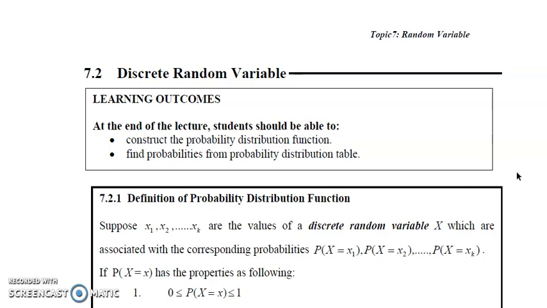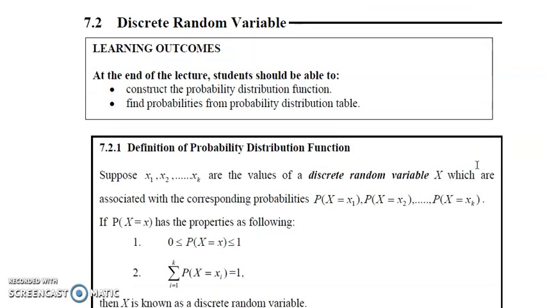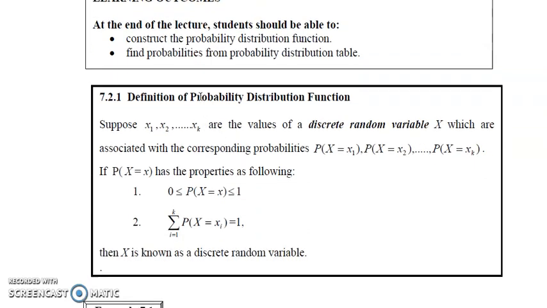7.2 Discrete random variable, which is the learning outcome. Construct the probability distribution function. As I told you, we'll be having a PDF, and find probabilities from the probability distribution table. So we're going to proceed to the next one, which is the definition of the probability distribution function.